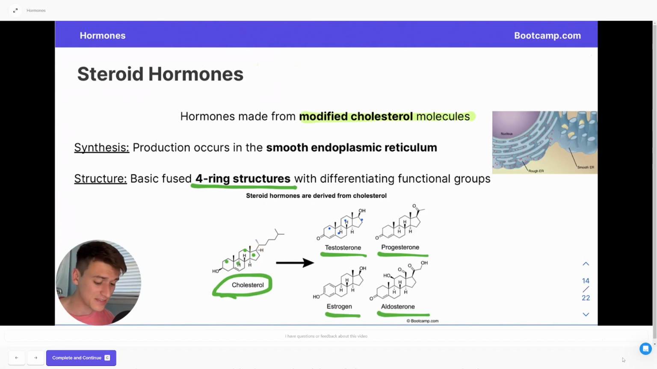Now in terms of synthesis, steroid hormones are going to be generated in the smooth ER, the smooth endoplasmic reticulum, and steroid production in the smooth ER is just as appropriate as peptide hormone production in the rough ER, because the smooth ER is responsible for aiding lipid production, which is what we're working with in steroids, because cholesterol, if you recall, is a lipid. And of course, we don't need to be working with the rough ER because we are not making steroids out of proteins.